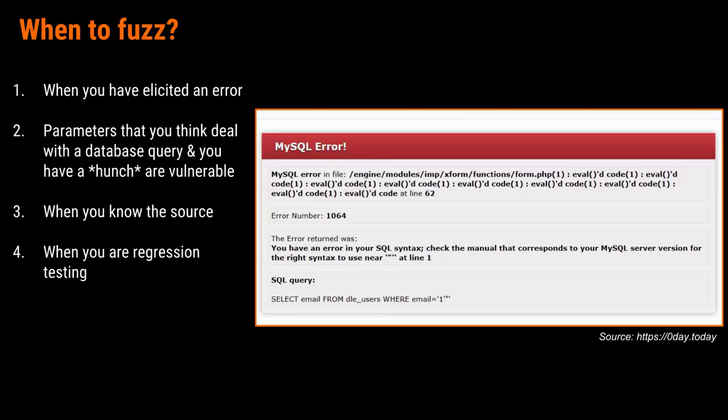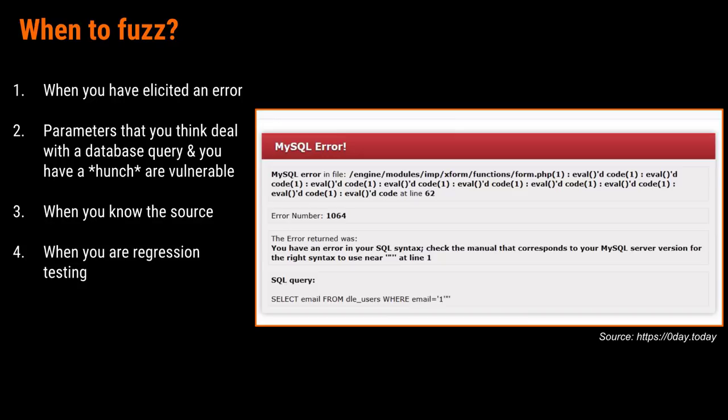Again, for parameters that you think deal with the database query or you have a hunch are vulnerable, manual test first, and then you can also use Intruder to institute the fuzzing with either a set list inside of Burp or something like SecLists or FuzzDB.